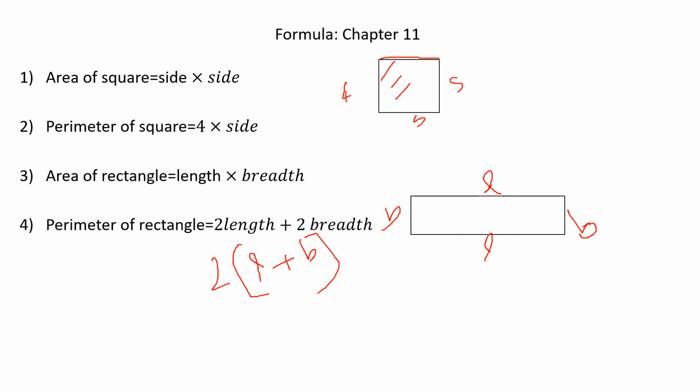So what are the four formulas? You can say it with me, children. Area of a square, side into side. Perimeter of a square, 4 into side. Area of a rectangle, length into breadth. Perimeter of a rectangle, 2 into length plus 2 into breadth, or you can say 2 into (length plus breadth). So these are the formulas. At the last, I'll ask you, and at that time you have to answer.